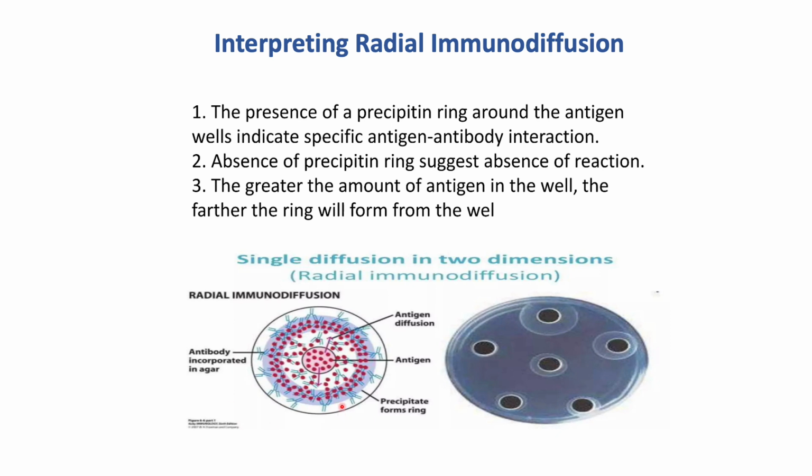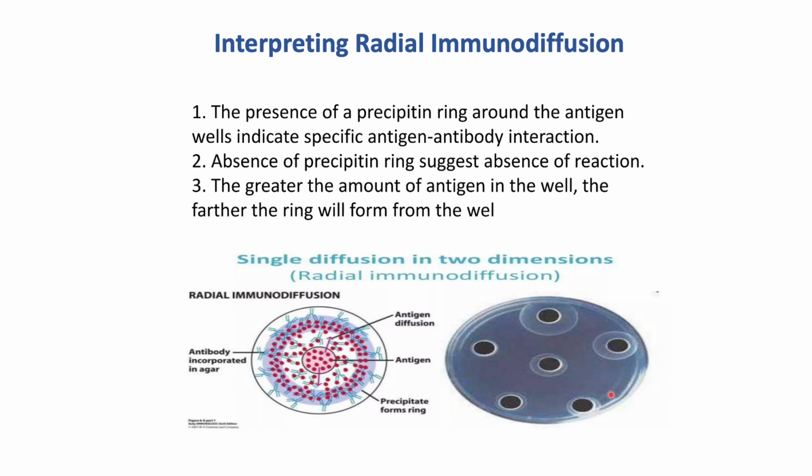So this is how it looks. No, the red spots are the antigens that are in the well, which are diffused into the agar gel. And here you could see the antibody structures that are incorporated in the agar. And when the concentrations of antigen and antibody are similar, they form this precipitation ring.